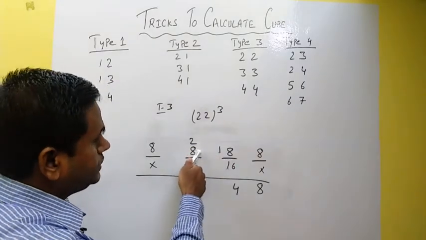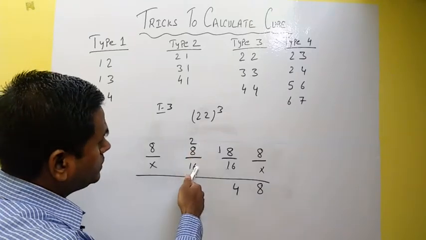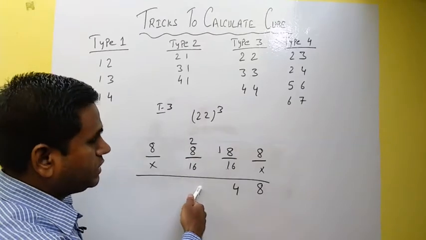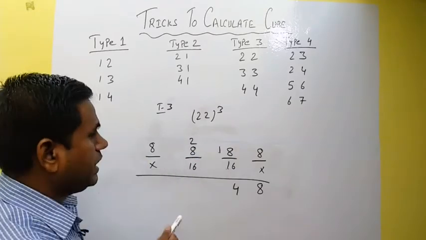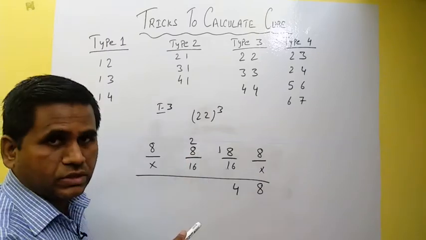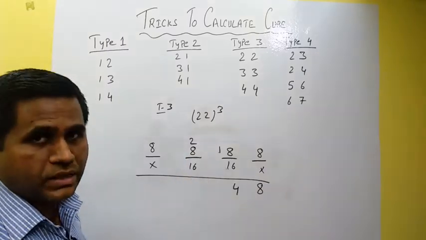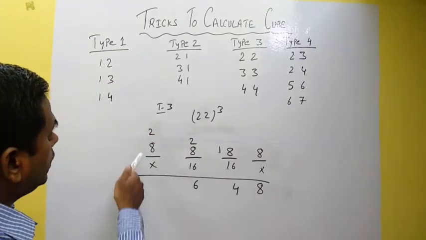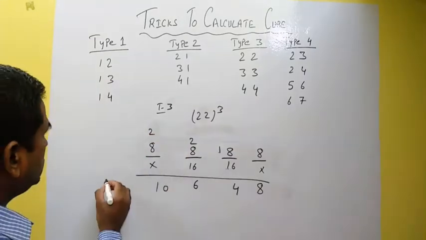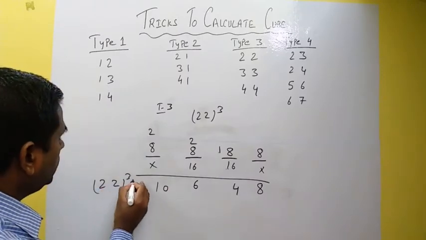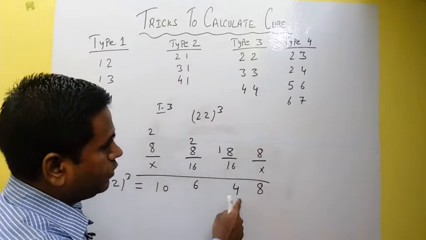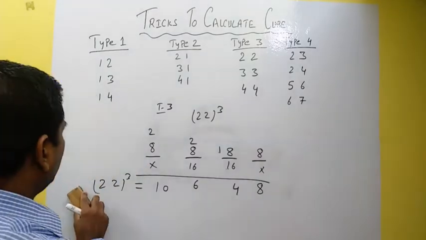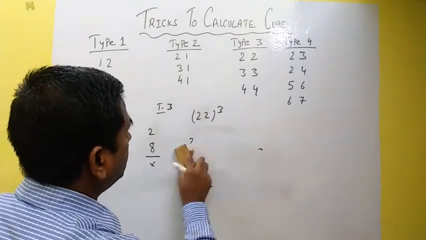Now 8 plus 2 is 10. 10 plus 16, I'm adding it as a whole. You can add it as a whole also and write the last digit here, and the remaining will be carry forward. So 8 plus 2 is 10. 10 plus 16 is 26. For 26 we will write only 6 and 2 will go as a carry forward. Now 8 plus 2 is 10. So this is 22 cube is equal to 10648. This is the answer. Now let us solve another problem in this type 3.